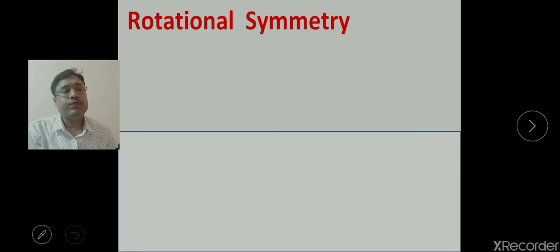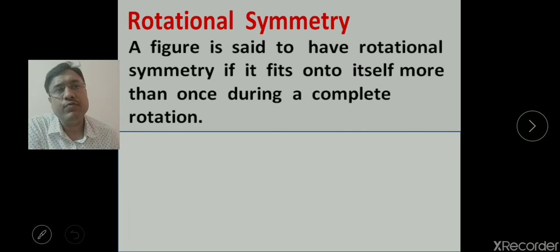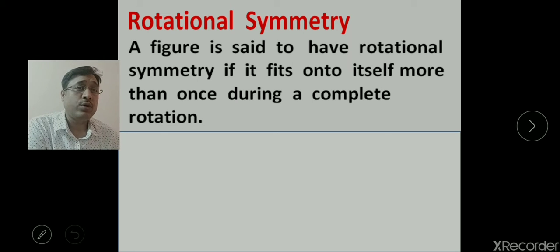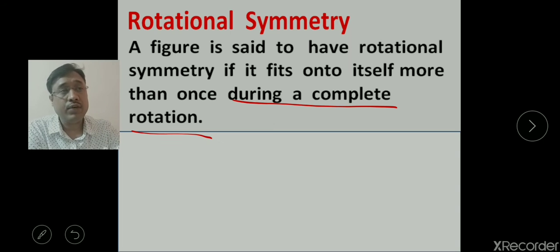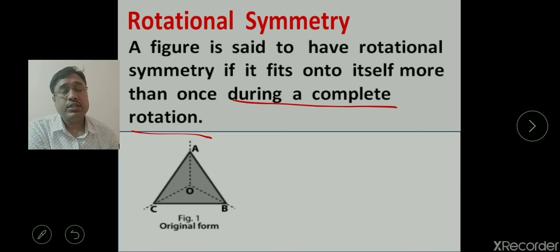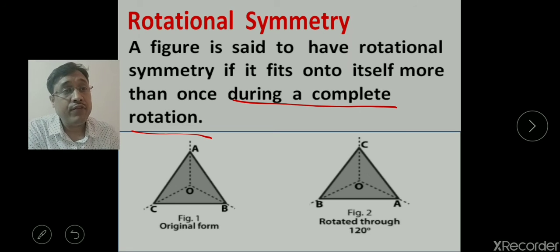First we have to understand what rotational symmetry is. A figure is said to have rotational symmetry if it fits onto itself more than once during one complete rotation. Here is one example: the equilateral triangle in its original form, and when it is rotated through 120 degrees it takes its original shape again. So we can say that the equilateral triangle has rotational symmetry.